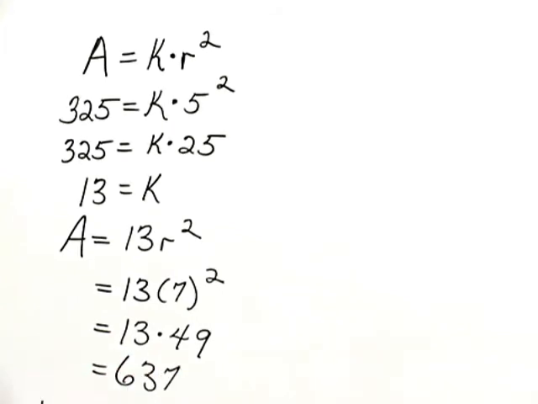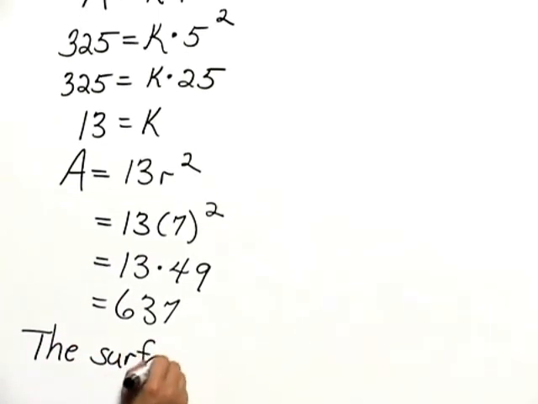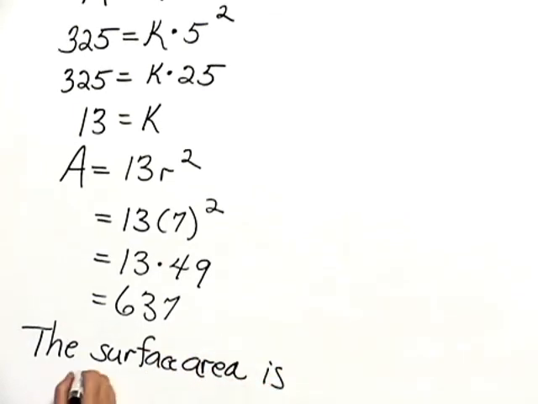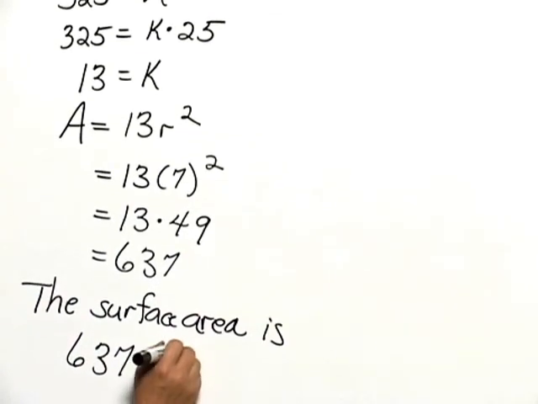So we can say that the surface area when the radius is 7 inches is 637 square inches.